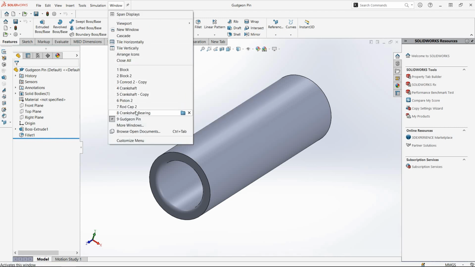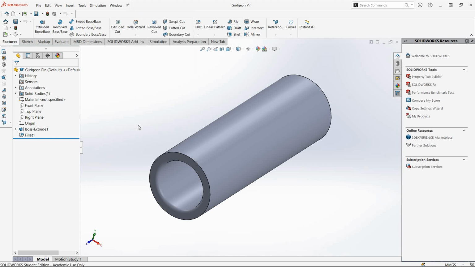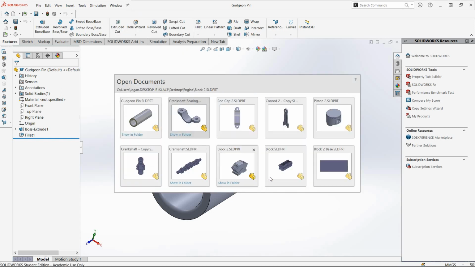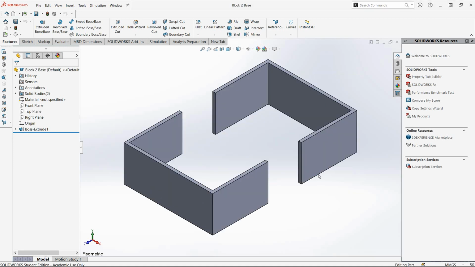What's next? Crankshaft bearing, crankshaft. Oh yeah. Small windows. What did I also have? Oh, last but not least was the base.